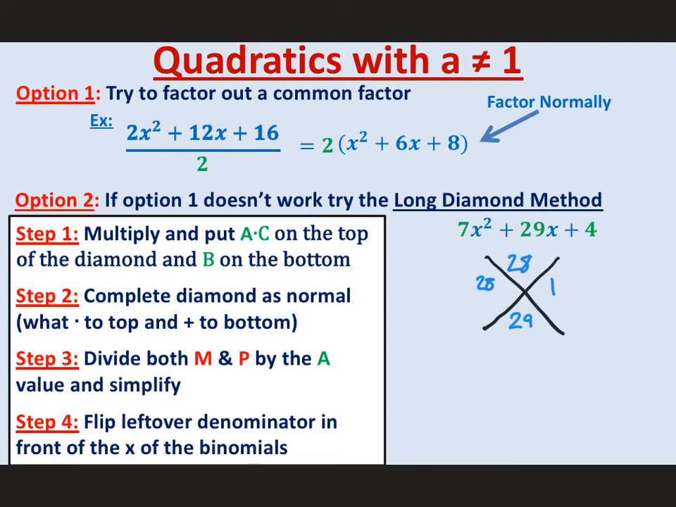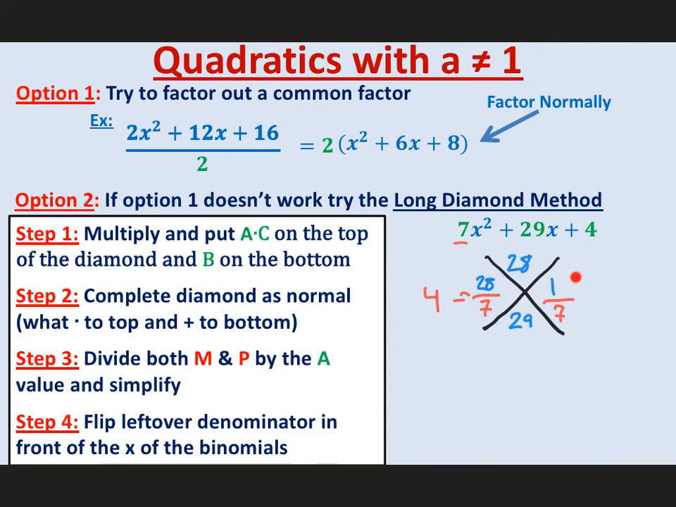This is a step that people often forget. Don't forget it. Please remember to do it. So you're going to divide by your a value. Well, our a value is this number in front, so you're going to divide each of these by 7. If it divides nicely, that's great. 28 divided by 7 is 4. Usually at least one of them will divide nicely.